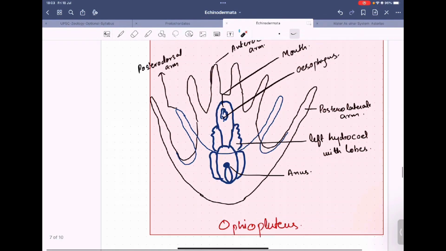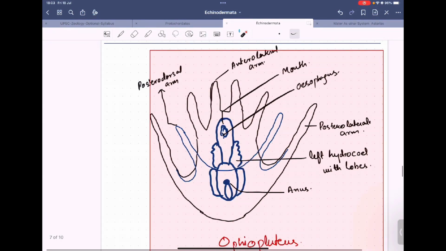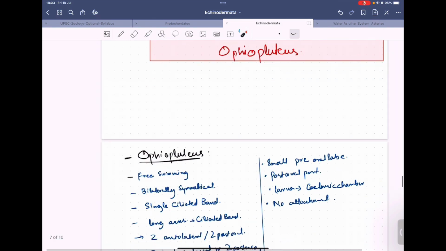Then in case of Ophiopluteus, it has anterolateral arms. There is a proper mouth. There is an anus. It has a digestive system. It has a left hydrocoel with lobes and posterodorsal arms. There are posterolateral arms. So this is Ophiopluteus.